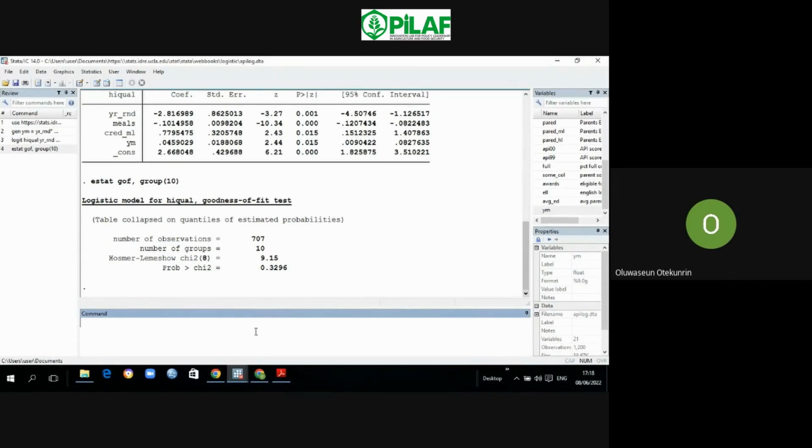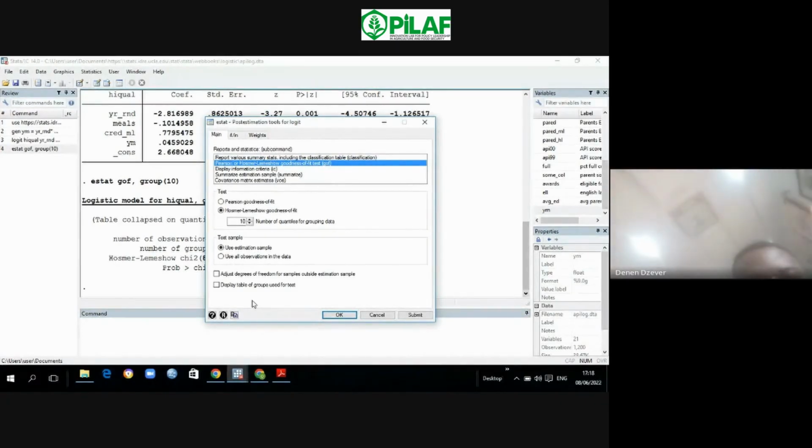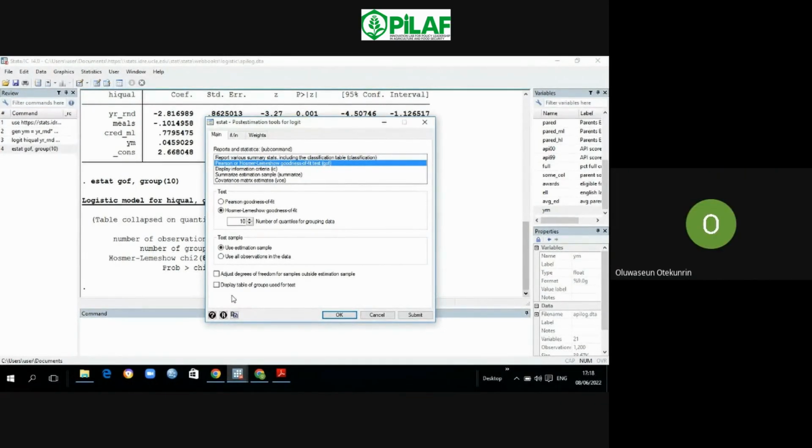So if we go back to that window, you should check that box: display table of groups used for test. The last one, display table of groups used for test. Please check that box. Once you click it, submit.